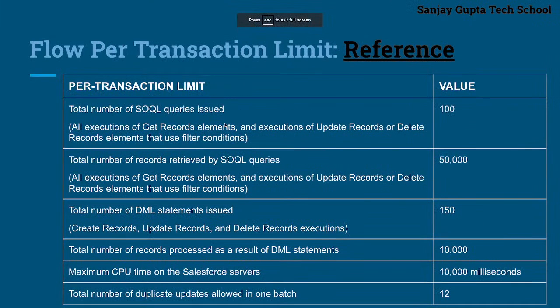So next we have flow per transaction limit, right? This I was talking about, governor limit. Here you can see if you are querying some data through the Get Records element, the limit is 100. If you want to retrieve records, you can retrieve 50,000 records. Then if you are using create record, update record, delete record, the total DML statements you can use is 150. So in one single transaction, 150 times you can use create record, update record, delete record. If this limit is crossed, then you will see an error, right?